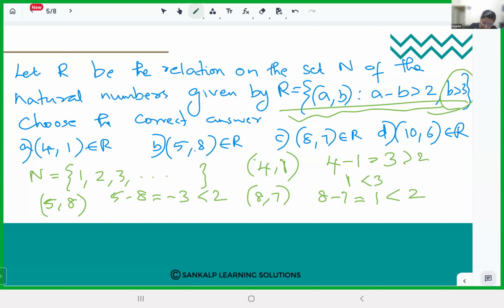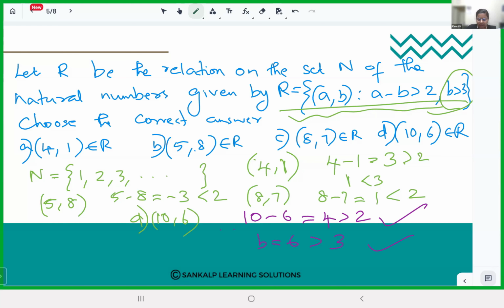Now the last one is (10, 6). What can you say about the ordered pair (10, 6)? The first condition is a minus b should be greater than 2. 10 minus 6 is equal to 4, and 4 is greater than 2. So the first condition of the relation is satisfied. Now what is the second condition? The b, that is the second element, should be greater than 3. Here b is equal to 6, and 6 is greater than 3. So both of the conditions given in the relation are satisfied by the ordered pair (10, 6).